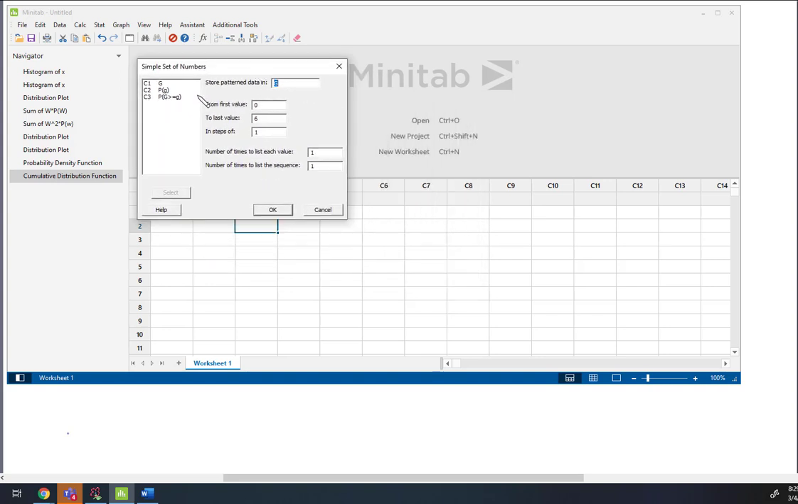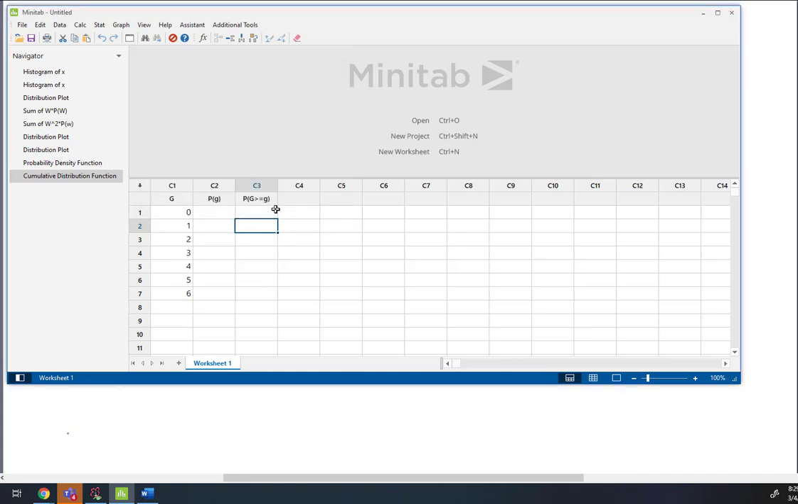Where do we want to store these? We want to store these in the first column, which we call G, from the first value, which would be 0, to the last value, which would be 6, in steps of 1, and just do it once. And so that's all filled out correctly. Boom, we've got our numbers in. Not really necessary for 6, but very handy if we had been looking at 30 plants instead of 6 plants.